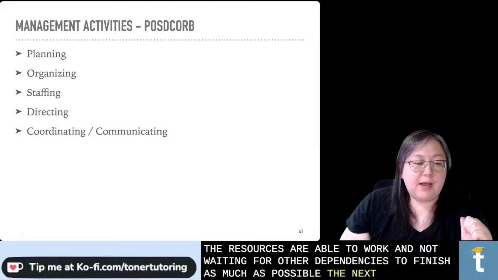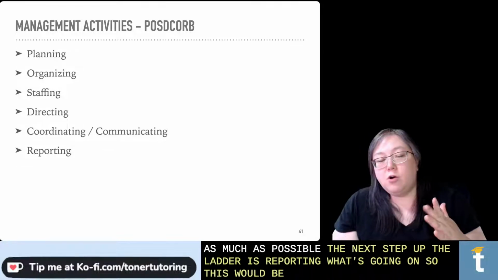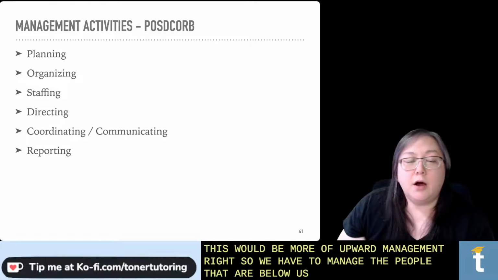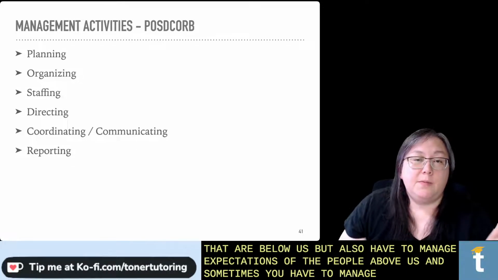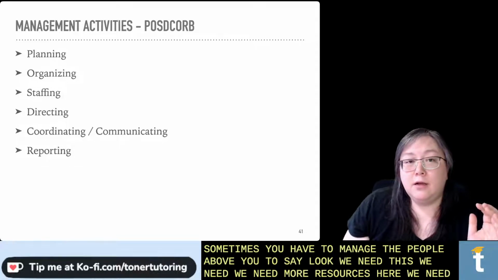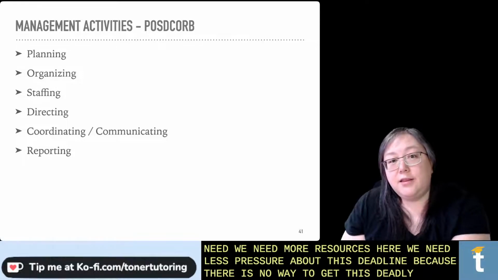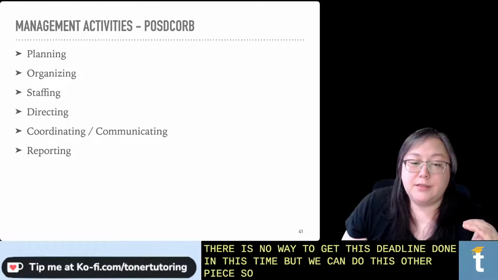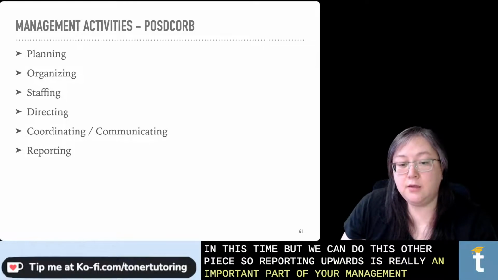The next step up the ladder is reporting what's going on. So this would be more of upward management, right? We have to manage the people that are below us, but also have to manage expectations of the people above us. And sometimes you have to manage the people above you to say, look, we need this. We need more resources here. We need less pressure about this deadline because there's no way to get this deadline done in this time, but we can do this other piece. So reporting upwards is really an important part of your management activity.